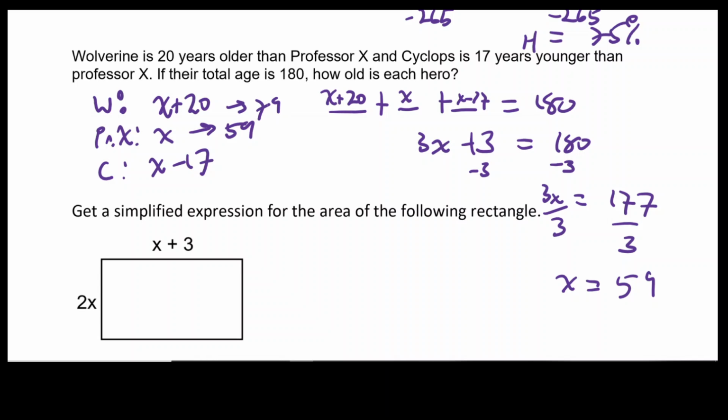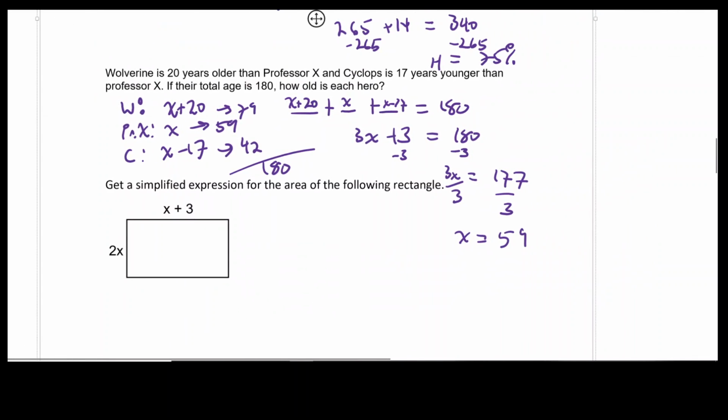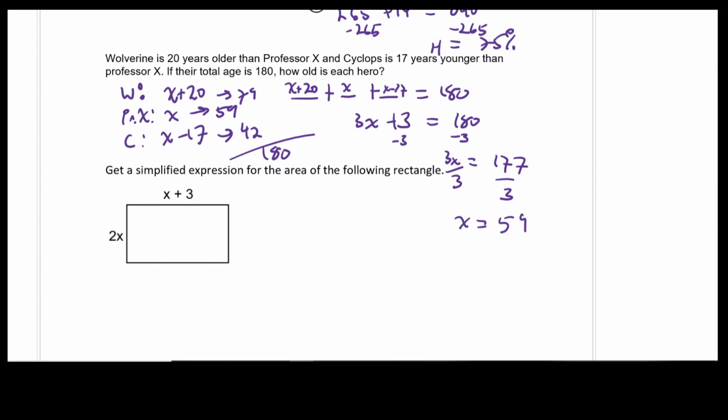Wolverine would then be 20 years older, 79, and then Cyclops is 17 years younger, so that would be 42. And if you add up those three, absolutely you get 180. I'm not even going to check because that would reveal that my 59 is not correct, and I don't want to do that, but that's what should happen, so make sure. And if it doesn't happen, it means I divided that wrong, but I'm pretty sure I did it right.